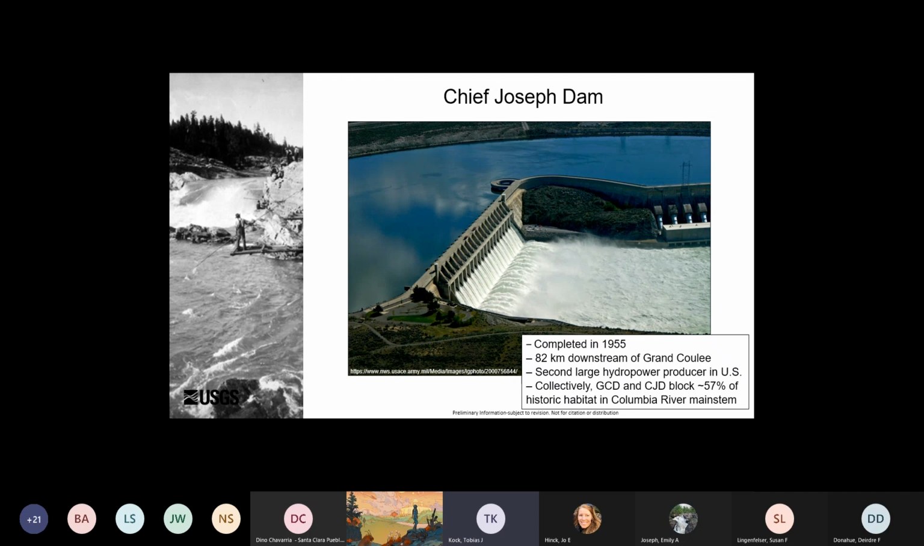Chief Joseph Dam is located about 50 miles downstream of Grand Coulee, 82 kilometers. It was completed in 1955. Because there was no fish passage at Grand Coulee, there was no fish passage attempted at Chief Joseph Dam. It is currently the second largest hydropower producer in the United States. Collectively, Chief Joseph and Grand Coulee block approximately 57% of the historic salmon and steelhead habitat in the Columbia River main stem. So these are very substantial projects. They have affected connectivity to a very substantial amount of habitat within the basin.